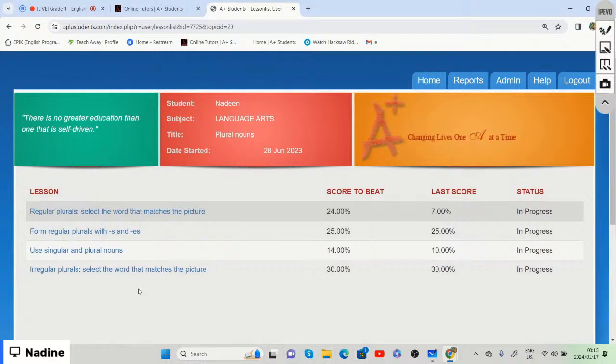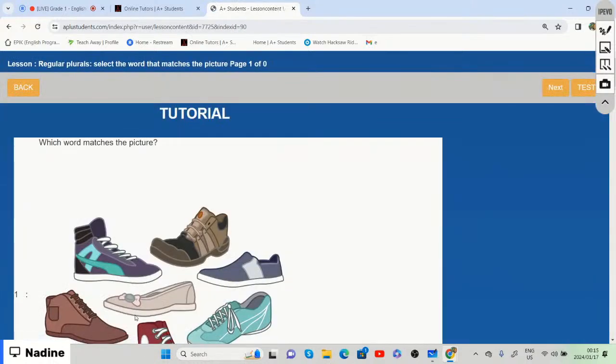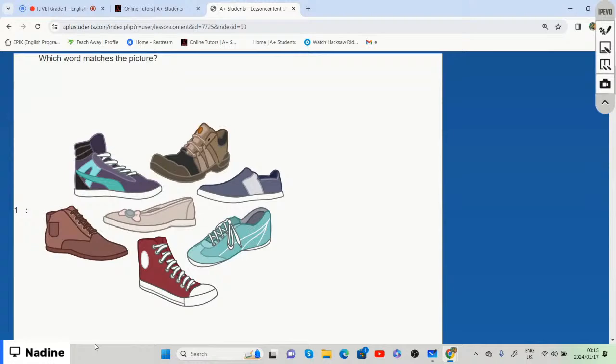So we're going to start with the first lesson, which is to select the word that matches the picture, regular plurals. So we're going to have to count the amount of things that we're going to see in the pictures, and then we're going to say how many of that there is or what that is.